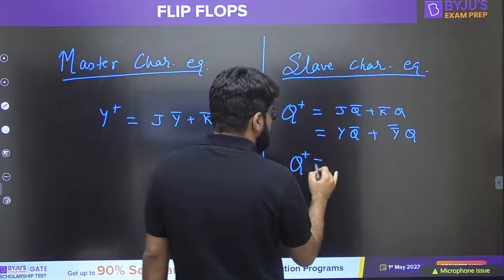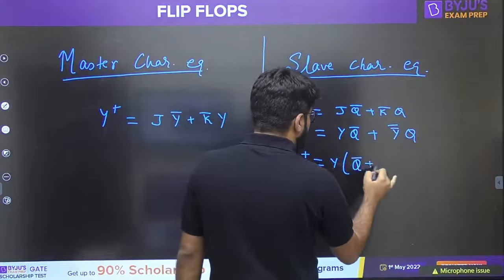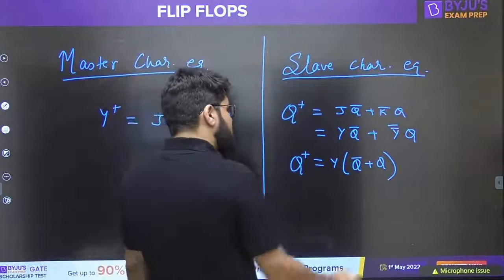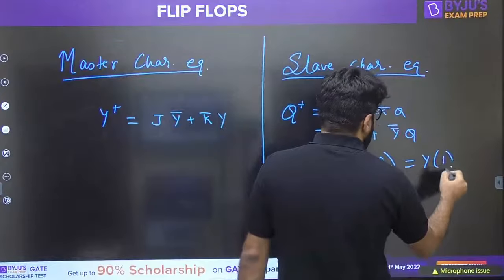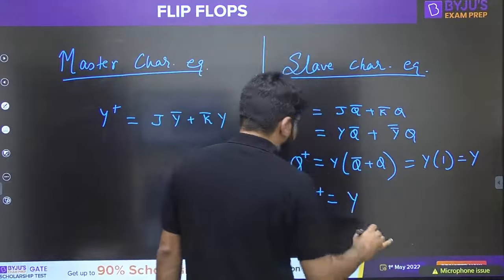So what is the Q plus? Y bar bar becomes Y, so Y is common, and then write down Q bar plus Q. What is Q bar plus Q? It is equal to 1. So this is Y into 1, that is equal to Y. So Q plus is equal to Y.